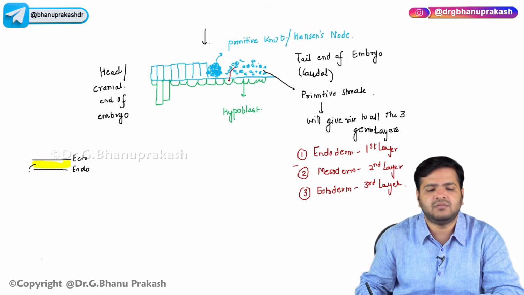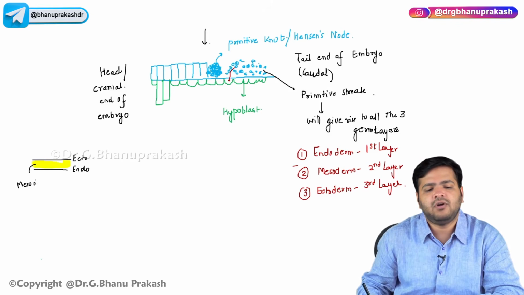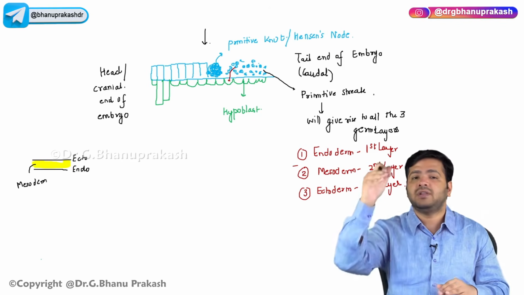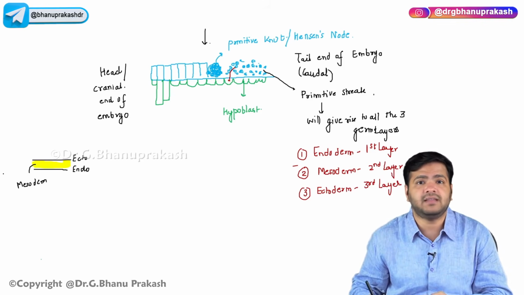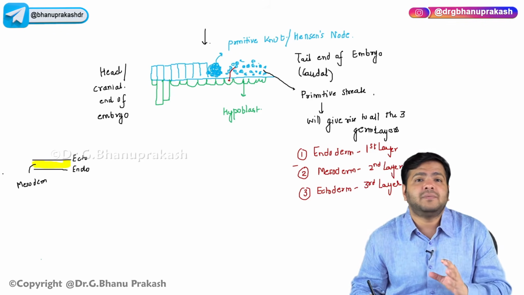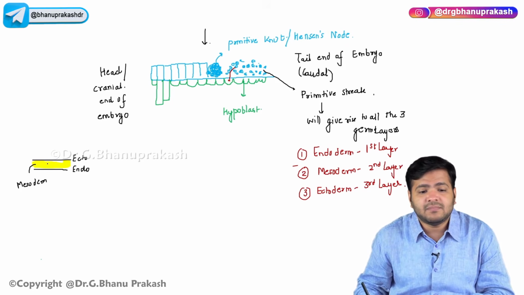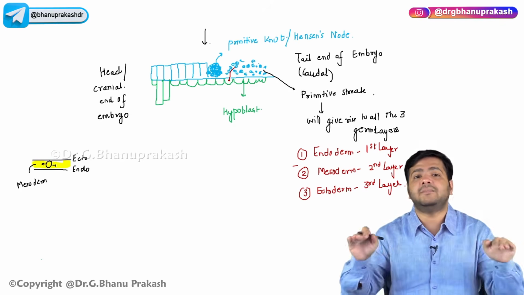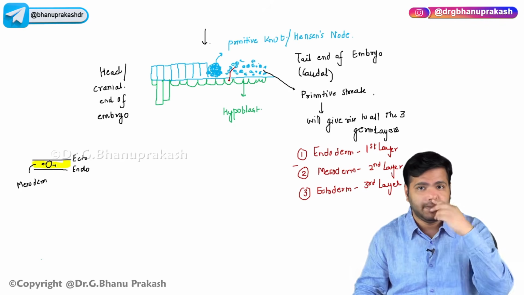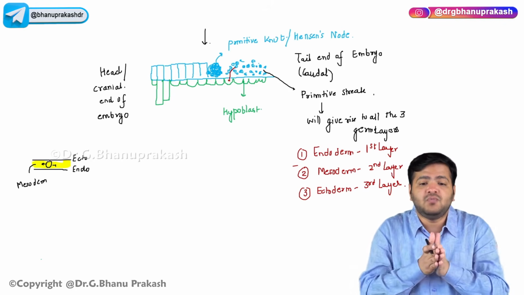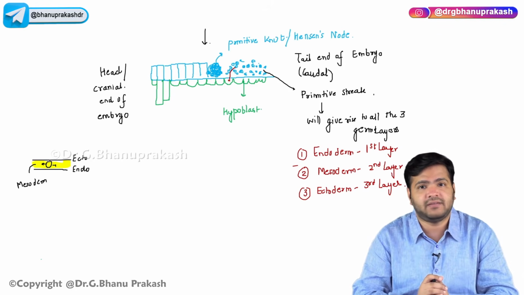So this is the mesoderm. Now, what will this primitive knot do? It will go below, into the mesoderm, right? This primitive knot will replace the mesoderm in the midline, and it will try to move forward towards the procaudal plate, right?